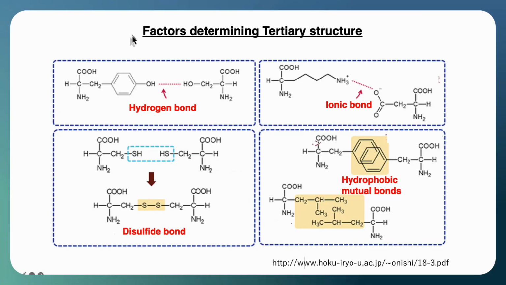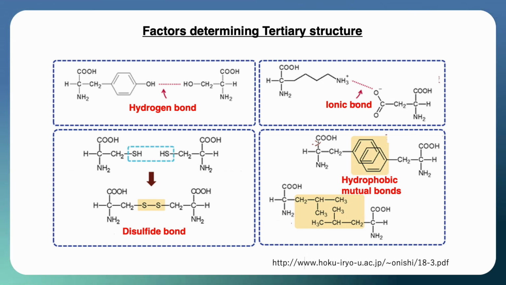This summarizes the interactions between side chains that determine the three-dimensional structure. The first is hydrogen bonding. The second is ionic bonding. And the third is hydrophobic bonding. The fourth is the SS bond between SH groups. Among these four interactions, this is the only covalent bond. Such four kinds of interactions between the side chains are the main factors that determine the three-dimensional structure.